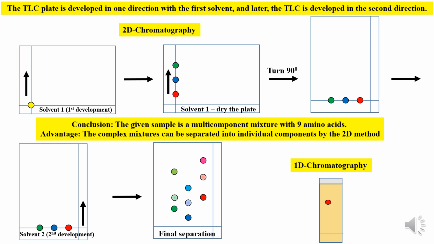Now the separation of a complex mixture is not always possible in a one-dimensional chromatographic method, because there is every possibility that spots may overlap. And when the spots overlap, you will be presuming that a lesser number of components are present in the given sample mixture. So the 2D method can be employed when you are trying to separate complex mixtures.